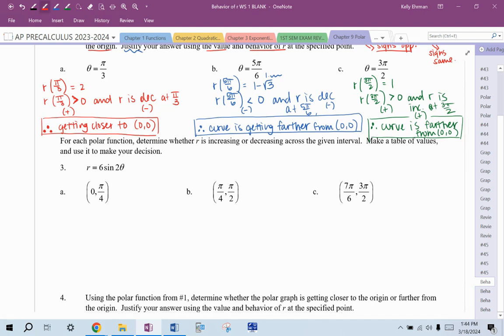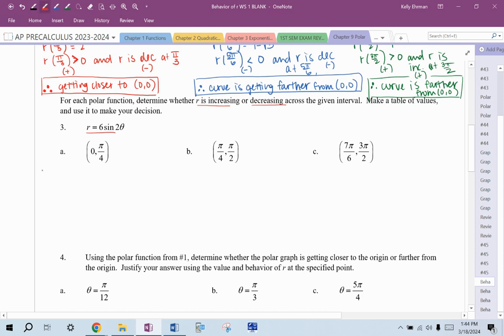All right, so here's another polar function. This is one of those rose curves. Determine whether r is increasing or decreasing across the interval. Again, just make a table of values. So we're going to use the interval that was given. We're plugging into r equals 6 sine of 2 theta. And I like a little sketch over here just to show myself a nicer visual of what angles I should be plugging in between. So there aren't as many on here.